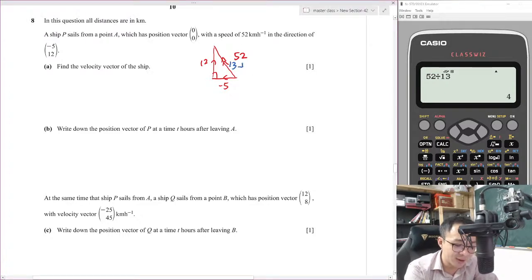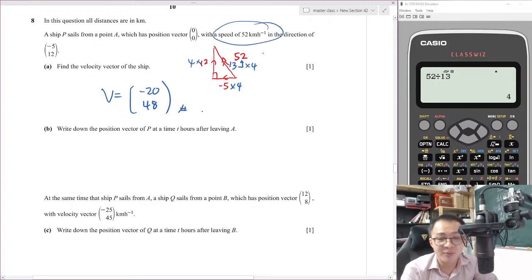Now you need to think, 13 multiplied by what number gives 52? We just did it just now, which is multiply by 4. So if 13 needs to be multiplied by 4 to get 52, basically all of this needs to be multiplied by 4. So my velocity will be, write x first, sorry, (-20, 48). Just remember speed basically means the hypotenuse. Speed is the magnitude in this topic.